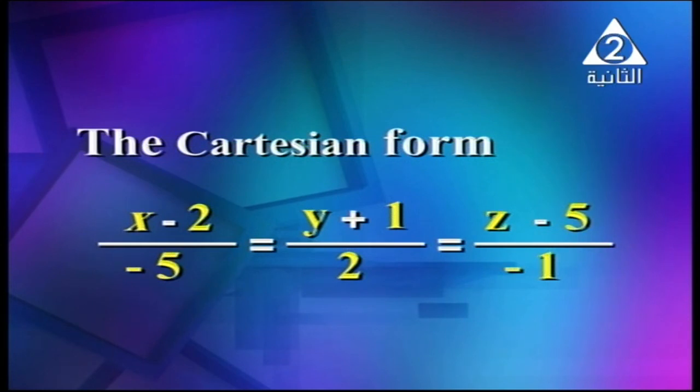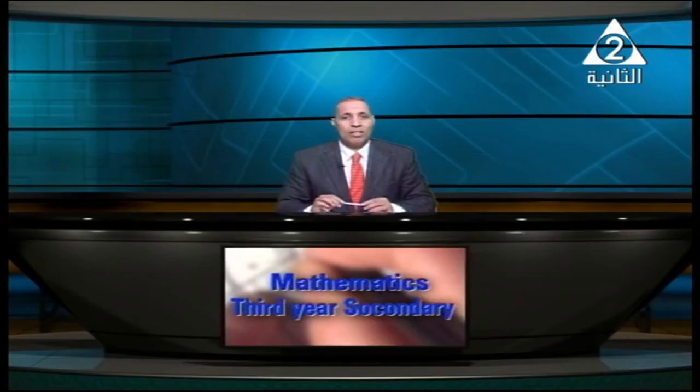Why? Because we know the Cartesian equation is x minus x1 over a equals y minus y1 over b equals z minus z1 over c. If b equals 0, what does the equation become? My dear student, x minus 2 over negative 5 equals y equals negative 1, equals z minus 5 over negative 1. If c equals 0, what does the equation become? x minus 2 over negative 5 equals y plus 1 over 2, and z equals 5. My dear student, take care.